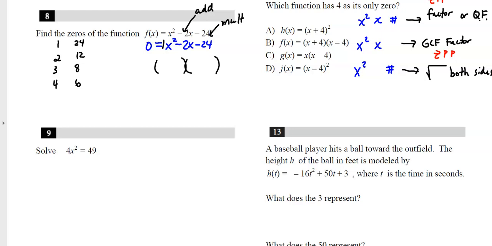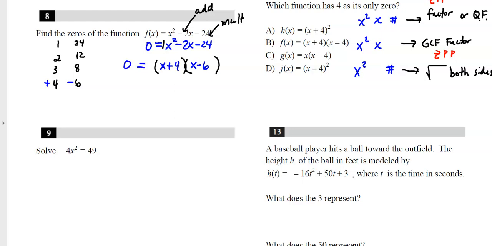Well, the only way to add and get a -2 out of this would be this combination right here. So that would multiply to make -24. It would add to make negative 2. So I'm going to have x plus 4 and x minus 6 equals 0.